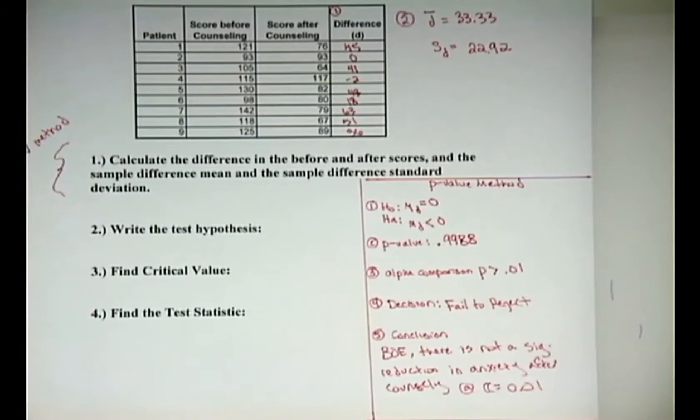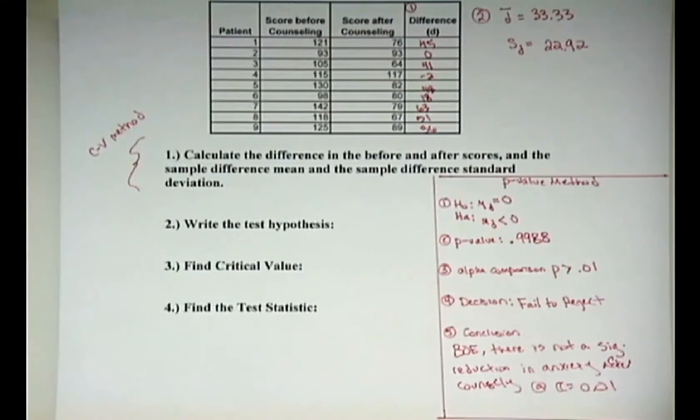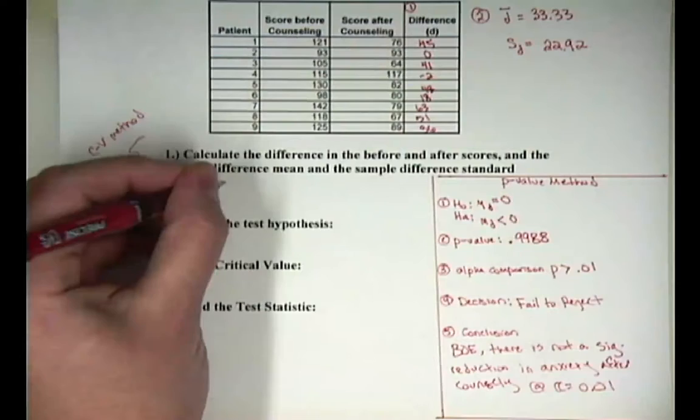Okay students, so now this is page 101 and this is example 9.1, but this time we're going to do it using the critical value method. So we already calculated the difference in the before and after scores, and we found the sample difference mean and the sample difference standard deviation already.